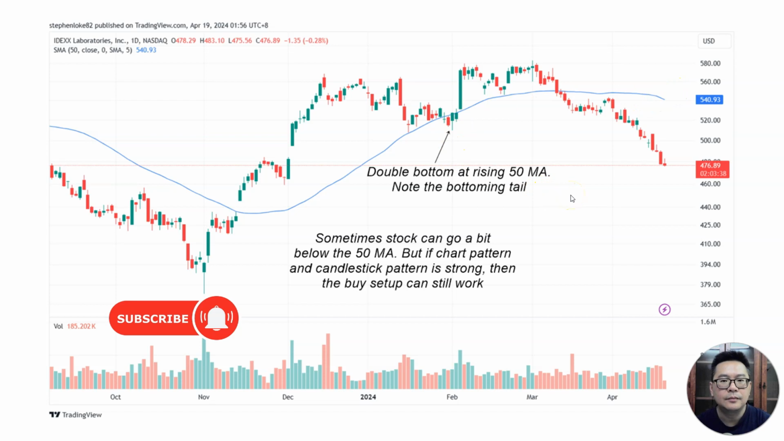Now, chart pattern, here we have this IDX Laboratories. This stock corrected after rising, and made a double bottom, and it had a rising 50 MA. Actually you can see it corrected below the 50 MA a bit, but it formed a bottoming tail and then it rose up for 1 or 2 days. A lesson here is that sometimes a stock can go a bit lower below the 50 MA, but if the chart pattern and candlestick pattern are strong, then the buy setup can still work.